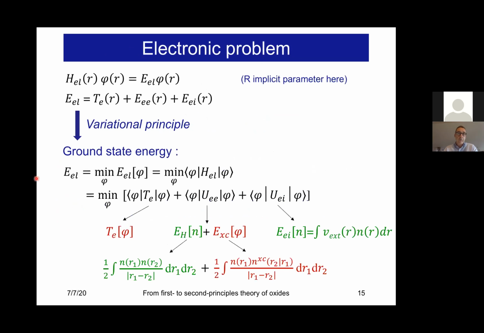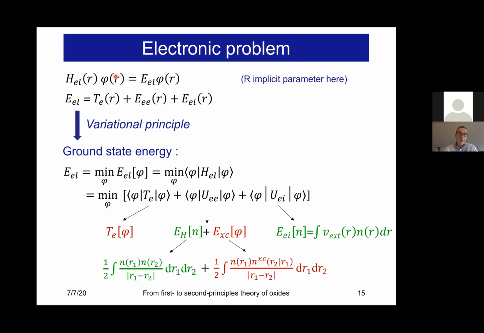Okay, so if you want now to solve your electronic problem, and again, here my capital R positions are implicit parameters, and I drop them in the notation here. But if I now want to solve this, it's still a quite complex problem because my electrons are correlated particles. So I need to know the many-body wave function here.